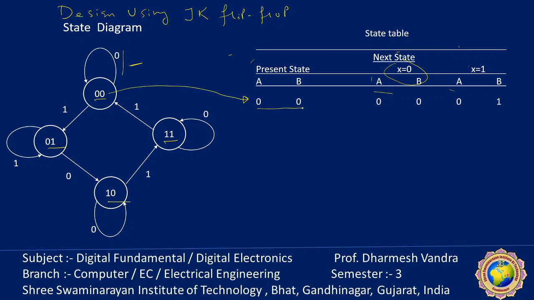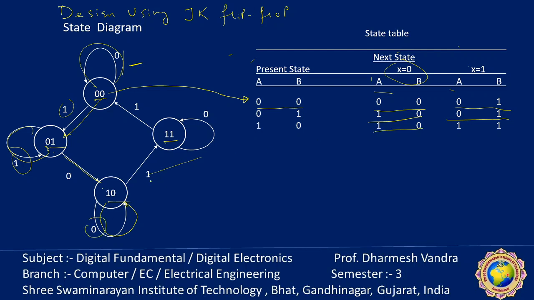So present state is 0, 0. If input is 0, the next state is 0, 0. If input is 1, the next state is 0, 1. Suppose present state is 0, 1. If input is 0, the next state is 1, 0. If input is 1, then the next state is the same state, 0, 1. Present state 1, 0: if input is 0, the same state, 1, 0. But if input is 1, the next state is 1, 1.